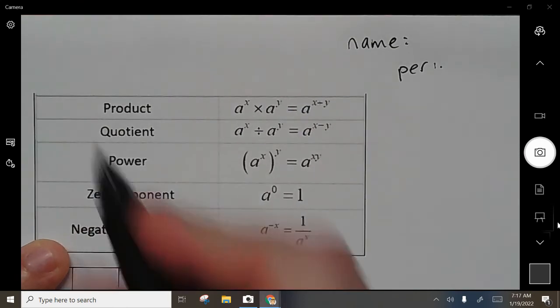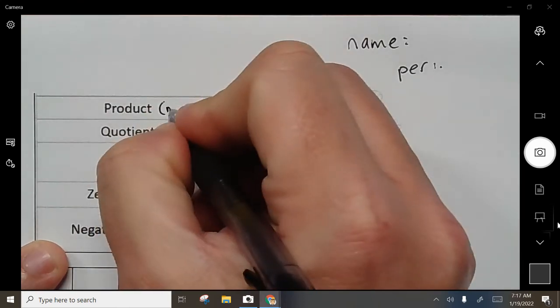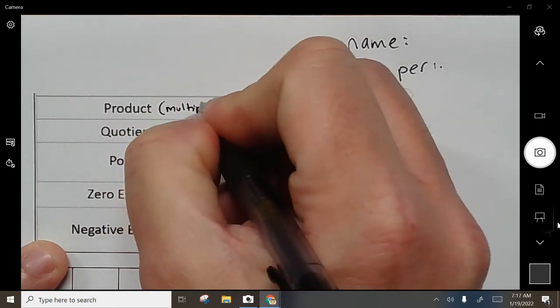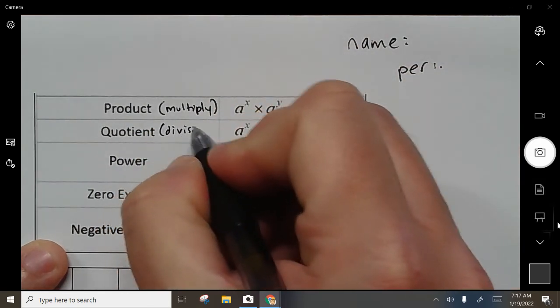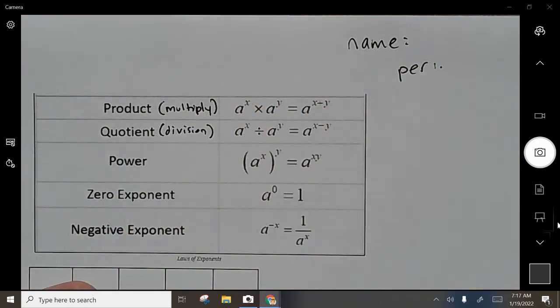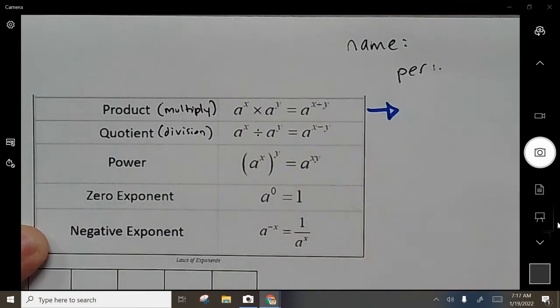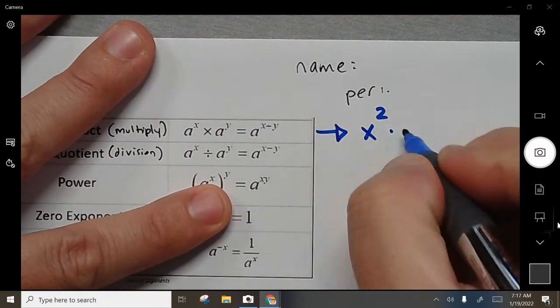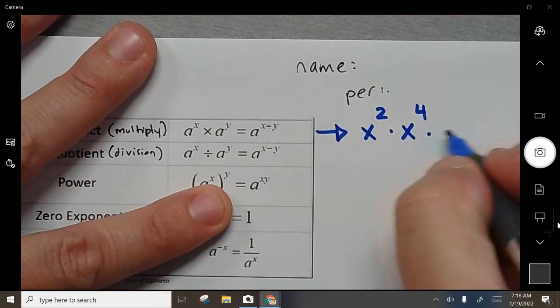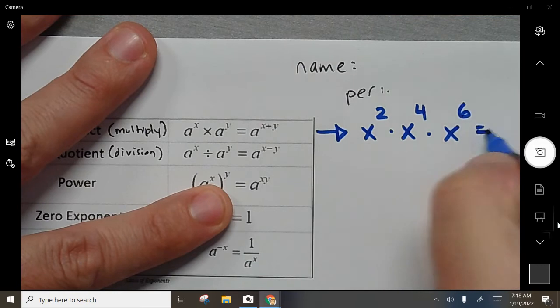So product, we should know that means when it's being multiplied, right? Multiply. Quotient is division. All right, and we should know those rules. I'm gonna use a different marker to help you see a little bit. So now, when we're looking at this one, that's a problem that could look like this. Maybe x to the second times x to the fourth times x to the sixth.